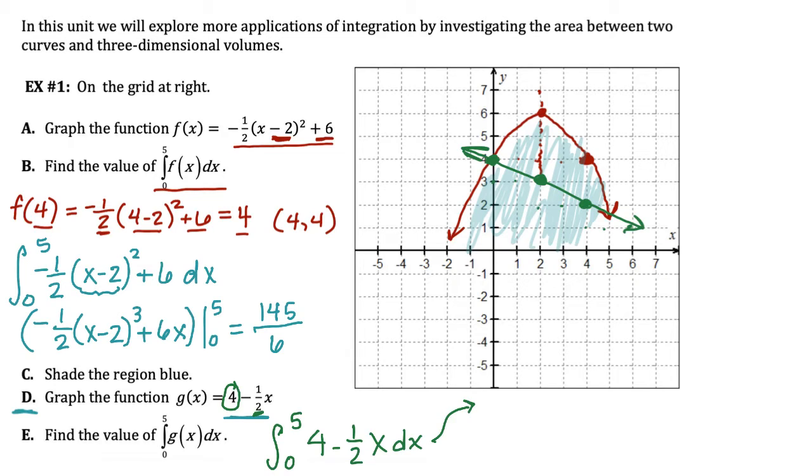When we integrate that, you should get 4x minus 1/4 x squared, integrated from 0 to 5. Notice it's the same endpoints. Again, please use your calculators here, and you should get 55 over 4.